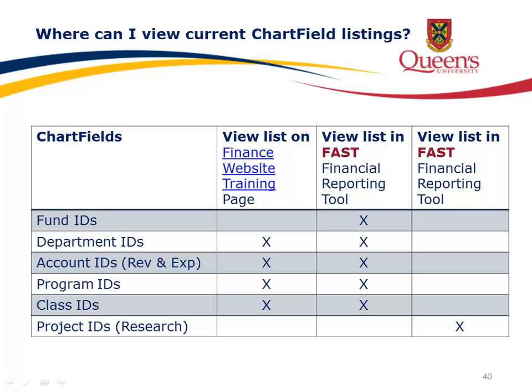Users with access to the online Fast Financial Reporting tool can also view these same public listings as well as the fund IDs associated with their ChartField security access. Likewise, users authorized to view specific research project IDs can do so by logging into the FAST system.